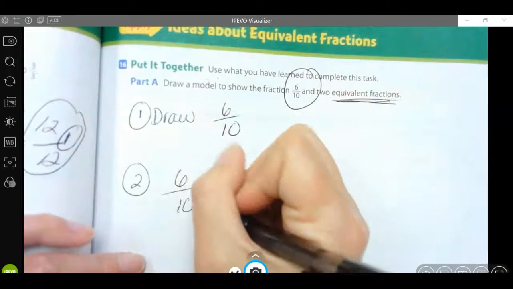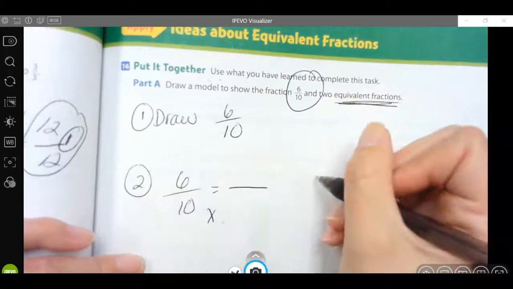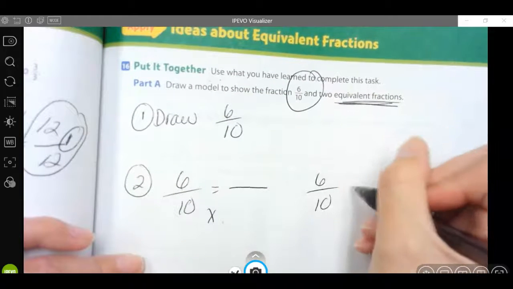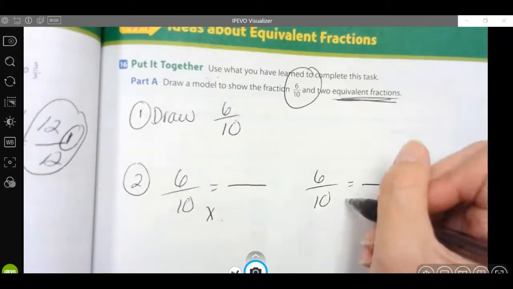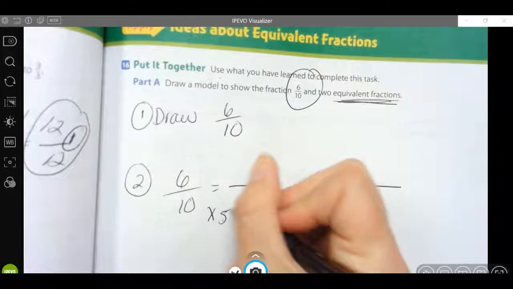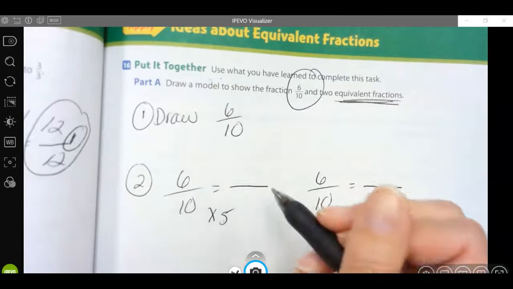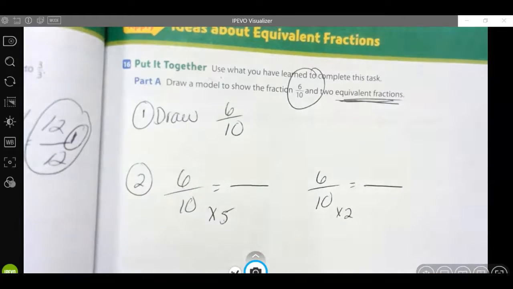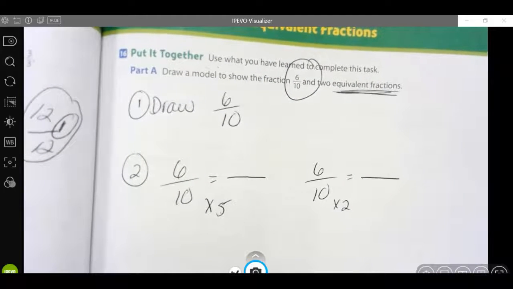And then the second part, you need to find 2 equal fractions. So 6/10 equals something, you have to multiply by the same number. That would be one example. And then find another fraction multiplying by the same number. Okay, so you could do this one times 2. You could even do this one times 5. Just remember, whatever you do to the bottom, you gotta do to the top. Okay, that wraps up our lesson. We're gonna skip part B.